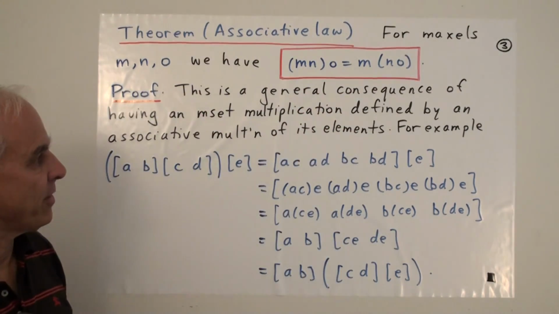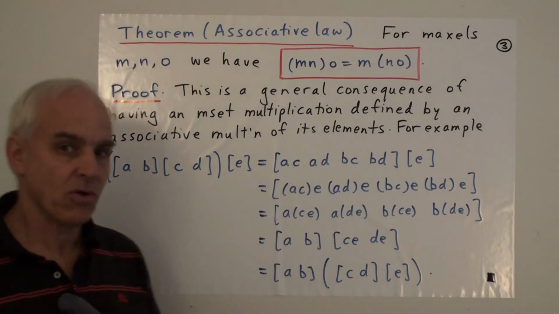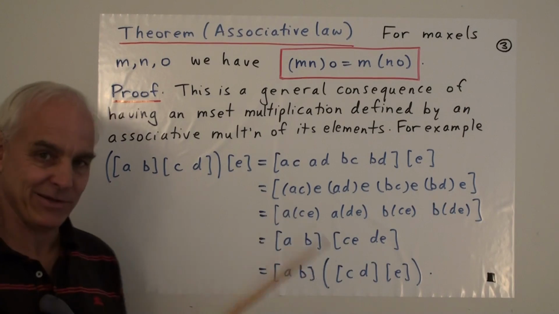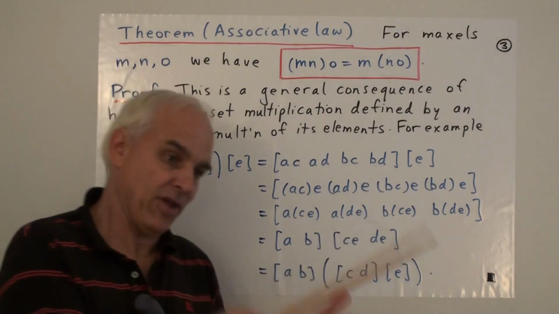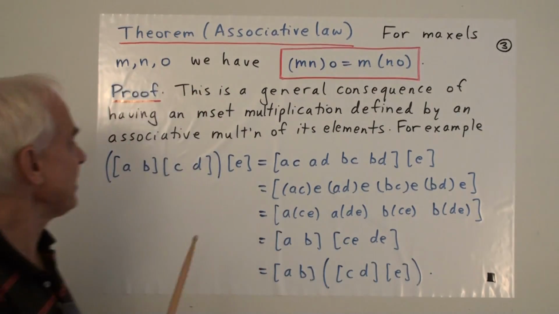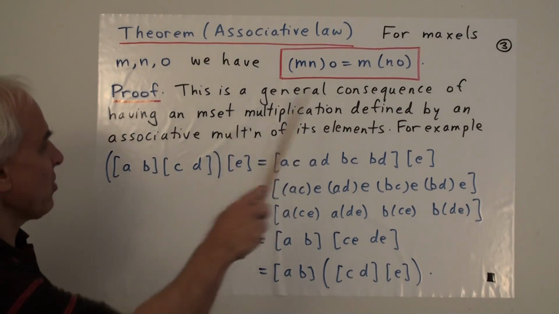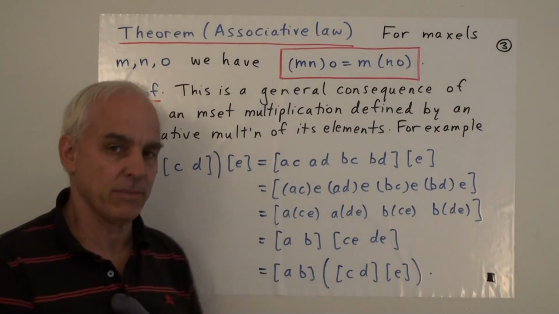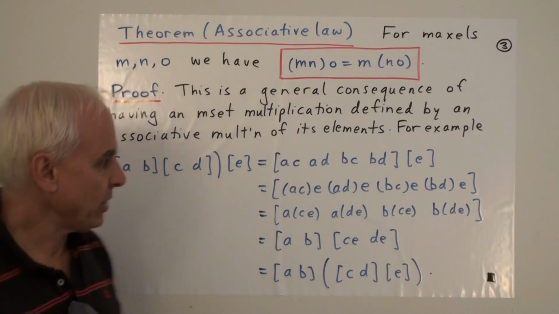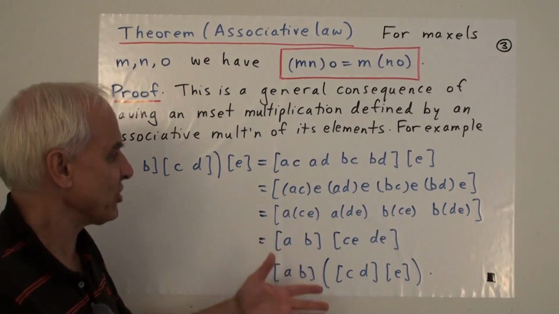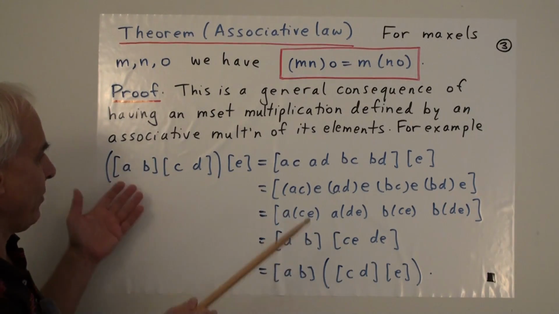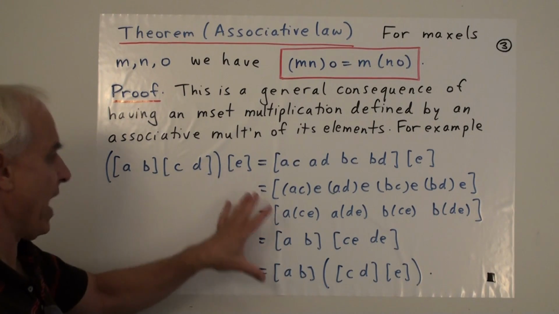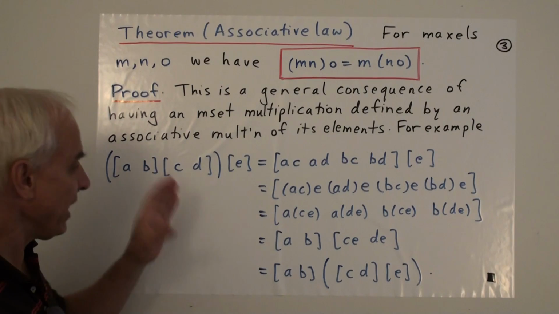Here in this situation, we can see it as a very general consequence of the fact that our multiplication of pixels, upon which our mset multiplication rests, is itself associative. So there's a general consequence of having an mset multiplication defined by an associative multiplication of its elements. Let me again give you an illustration of the argument without laying out the whole thing in gory detail. I hope this captures the reason why this works in great generality.